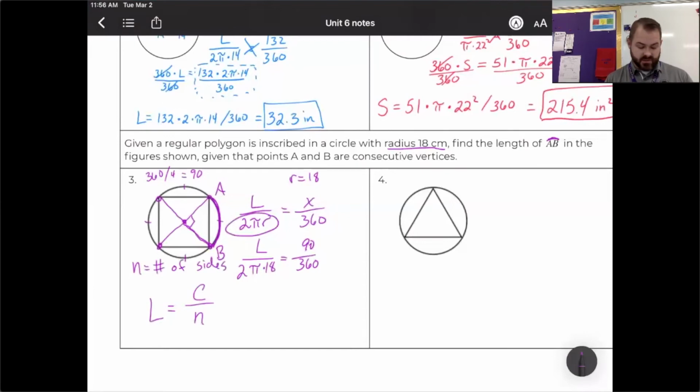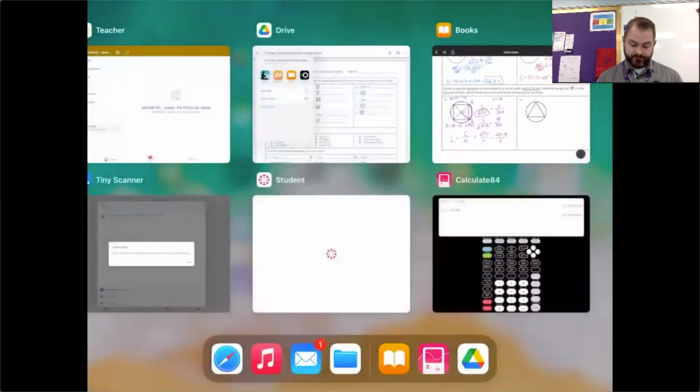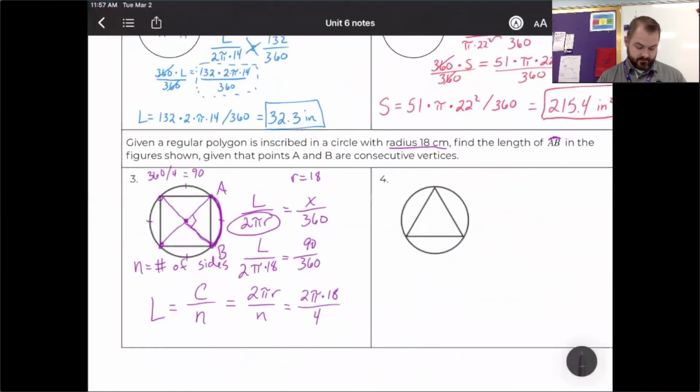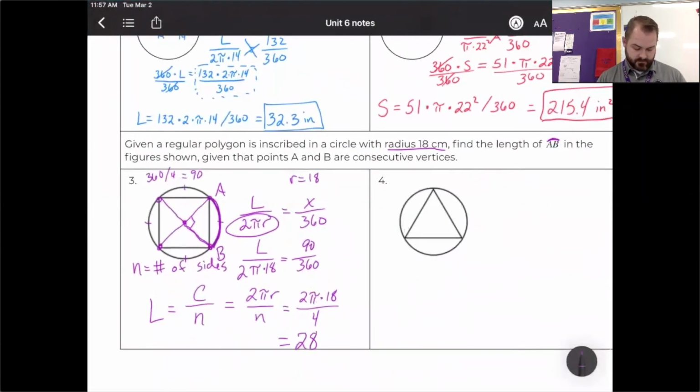In this case, this would be circumference 2 pi r divided by the number of sides, or 2 pi times 18 divided by 4. So 2 pi times 18 divided by 4 gives us an arc length of about 28.3 centimeters. Let's try that short version for the rest of these.